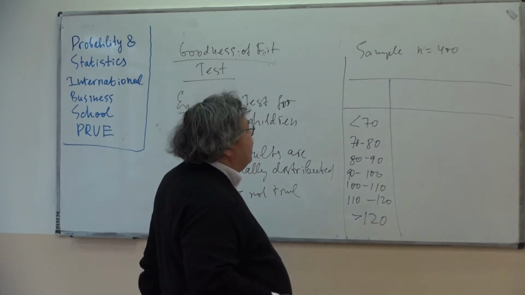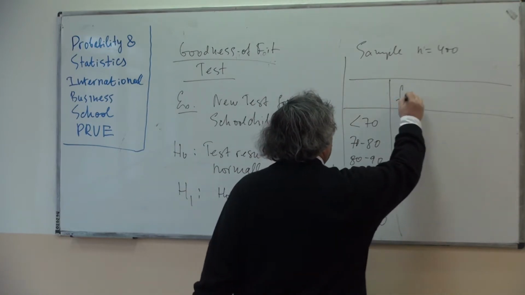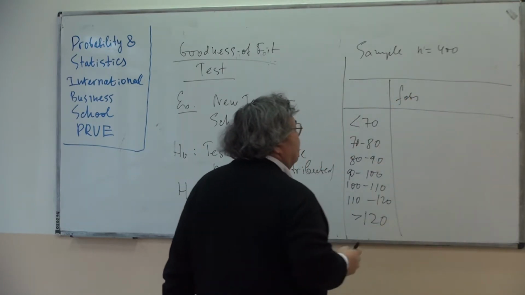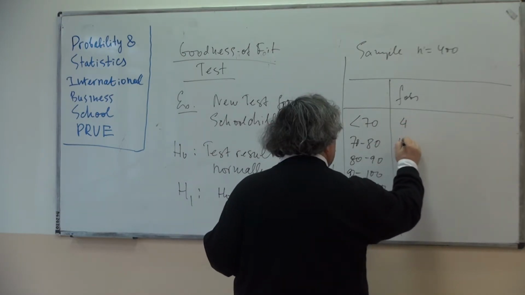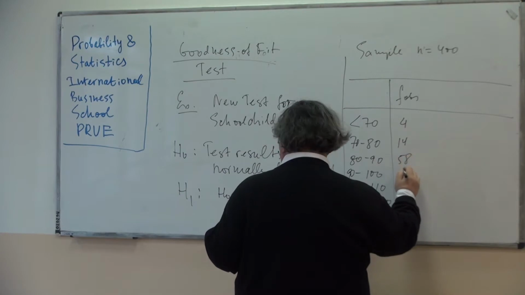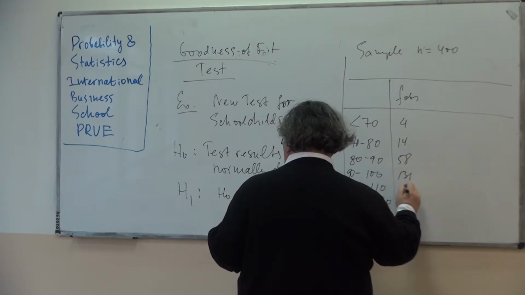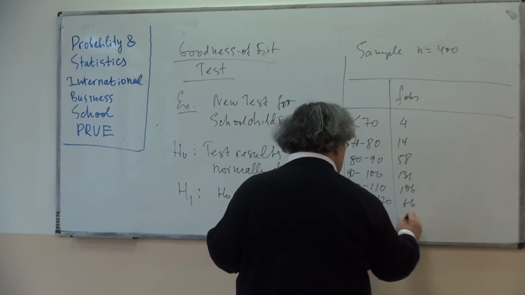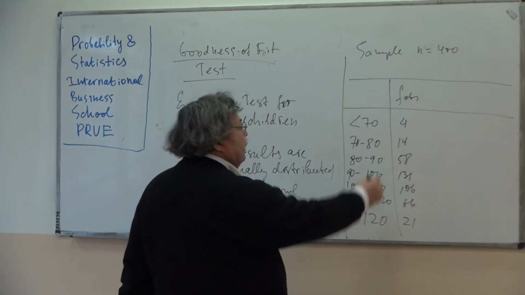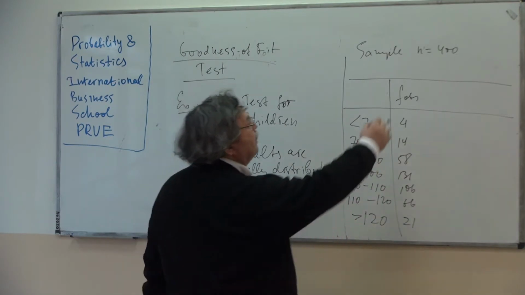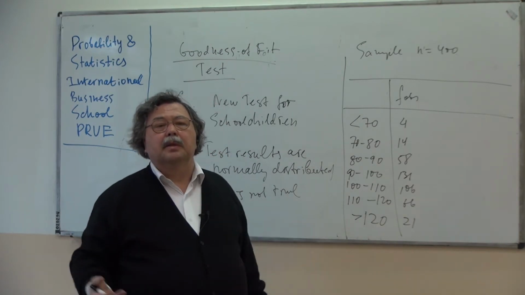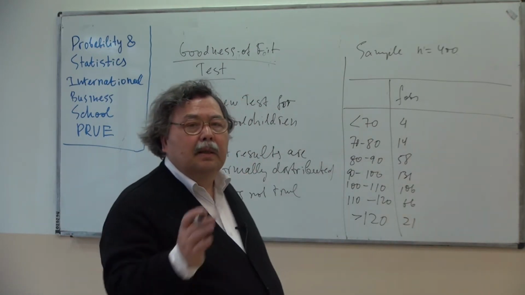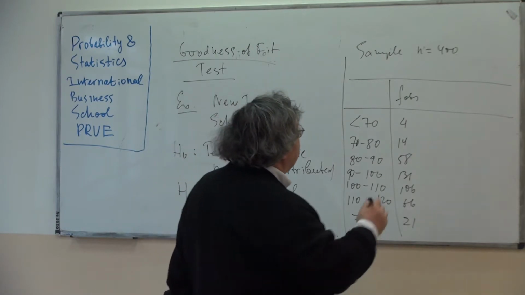All right, and what's the observed count? Suppose the observed numbers were 4 in this category, 14 here, 58 here, 131 here, 106, 66, and 21. And if you sum up these numbers, you'll find that the total is 400. So this is a complete picture. All the data in this way are divided among the categories.